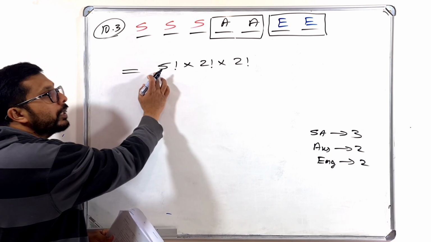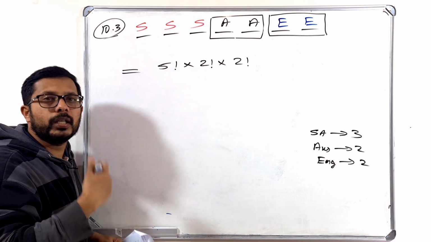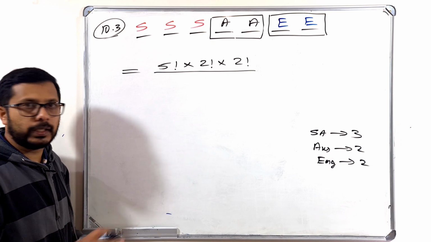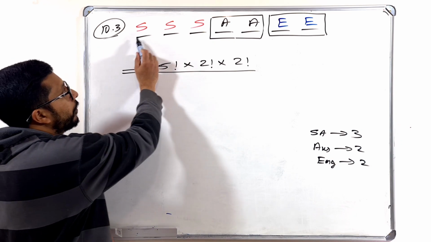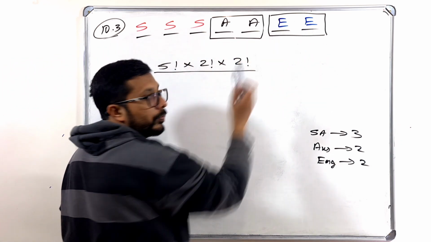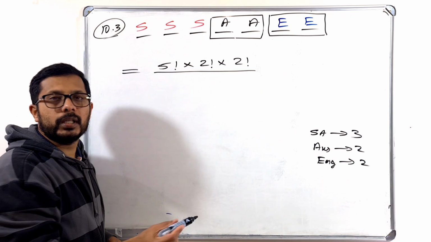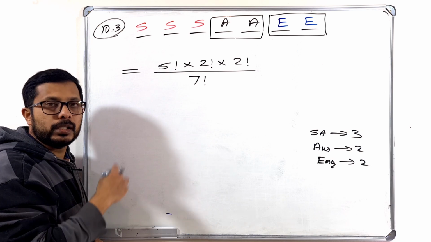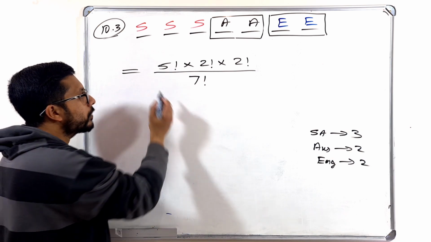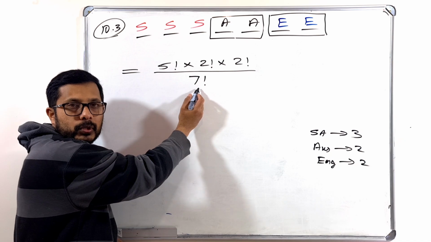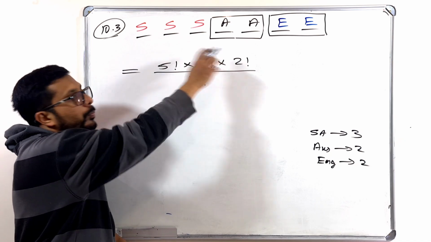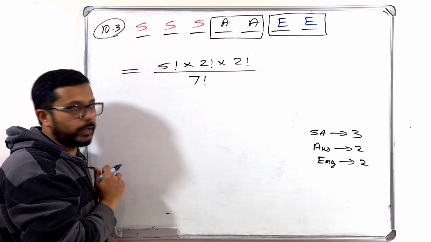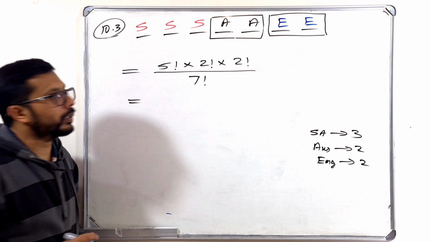So this is the number of possibilities. To find the probability, what you have to do is divide by the total possibility without any condition. How many people are there? 1 2 3 4 5 6 7 people are there. That means without any condition, the possibility is 7 factorial. Since the question is to find the probability, that is why we divide by total possibilities without any condition. How many people are there? 7. So the total possibility is 7 factorial.